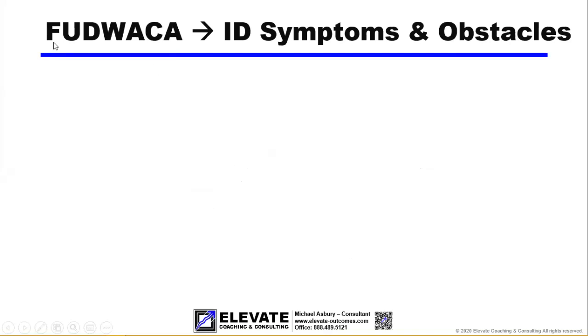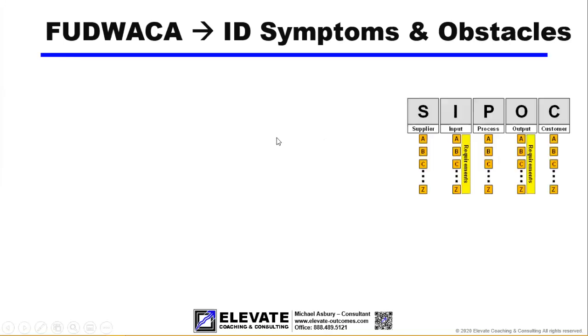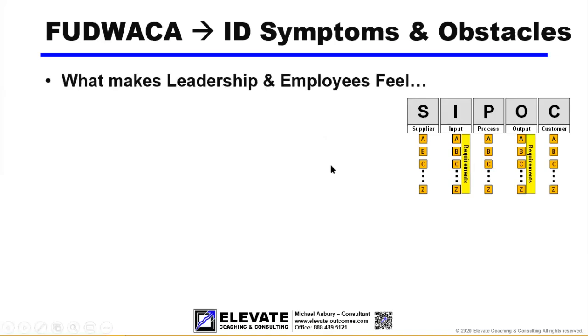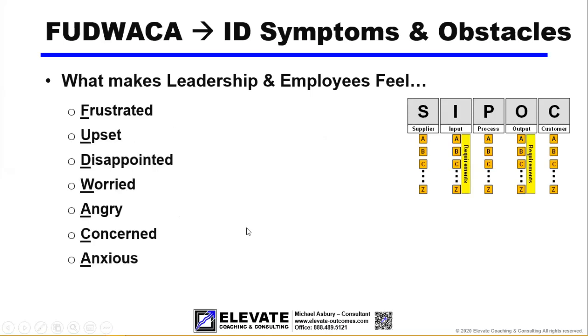So if we talk to them about food waka, which is not a Japanese term, by the way, this will help us identify the symptoms and obstacles that are inhibiting our flow. So we'll take our high level process map and our SIPOC map with us, and we'll have a meeting with the leadership and the employees that are the subject matter experts, and we'll ask them, okay, what makes you frustrated, upset, disappointed, worried, angry, concerned, and anxious about how the processes work?